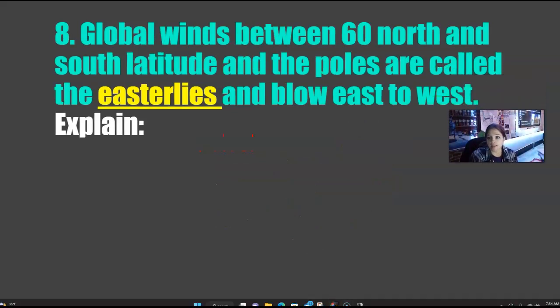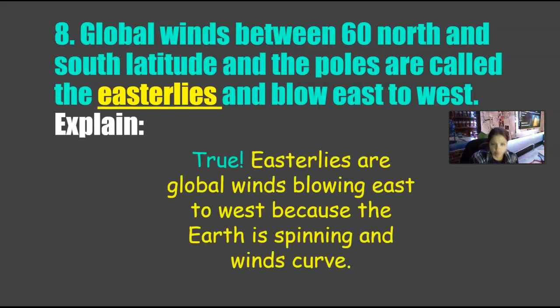All right, number 8, global winds between 60 north and south latitude and the poles are called easterlies and blow east to west. This is absolutely true. Along with the trade winds, they blow east to west. And that's due to the Earth spinning and the winds curving due to that. And why? That's the Coriolis effect.